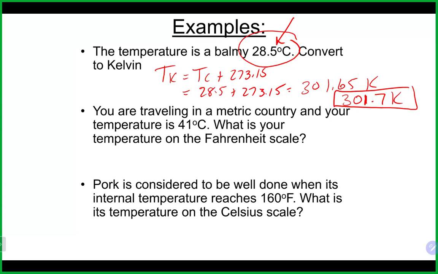If we look at the Celsius and want Fahrenheit, our temperature in Fahrenheit is equal to 1.8 times the temperature in Celsius plus 32. That's going to be 1.8 times 41 plus 32.